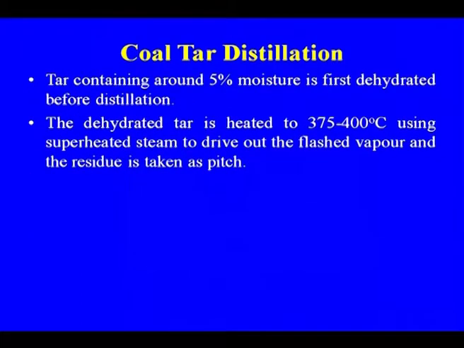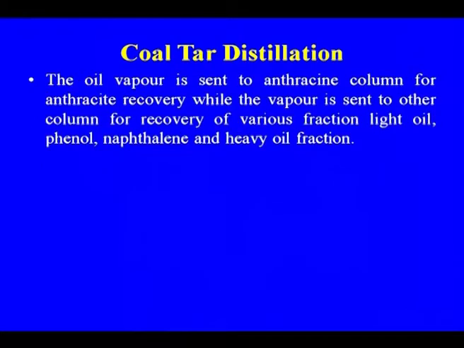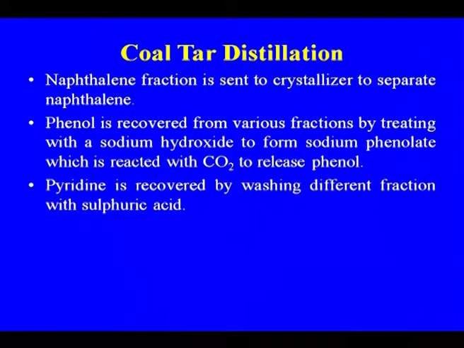The tar containing around 5% moisture is first dehydrated before distillation. The dehydrated tar is heated to 375 to 400 degrees centigrade using superheated steam to drive out the flash vapor, and the residue is taken as pitch. The oil vapor is sent to the anthracene column for anthracene recovery, while the vapor is sent to the other column for recovery of the various fractions: light oil, phenol, naphthalene and the heavy oil fraction. Naphthalene fraction is sent to the crystallizer to separate naphthalene.